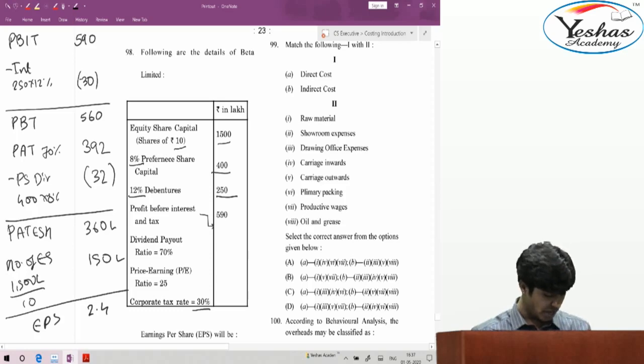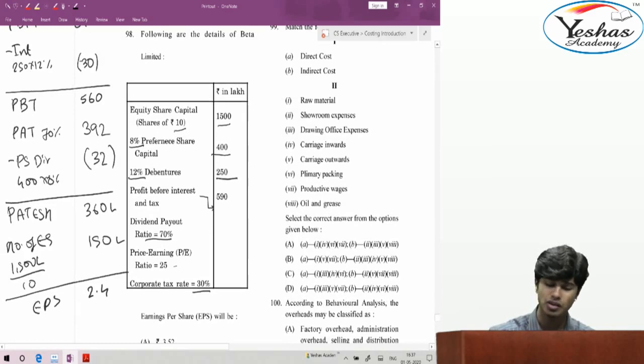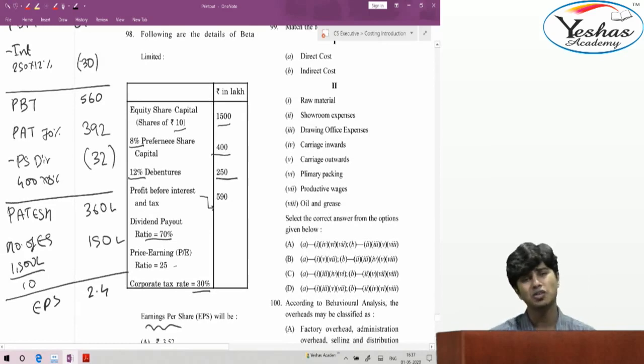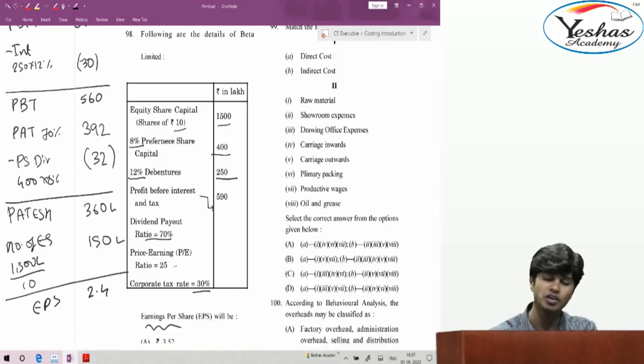Many of us will be having questions here, saying, sir, there is a dividend payout given. Yes, dividend payout is 70%. EPS 2.4 into 70%, if you do that, you will get DPS. And they have given the PE ratio. Why do you need all this? What they've asked is only earnings per share. Have they asked you to find market price per share? Have they asked you to find dividend per share? If they had asked DPS, then I would have done 2.4 into 70%.